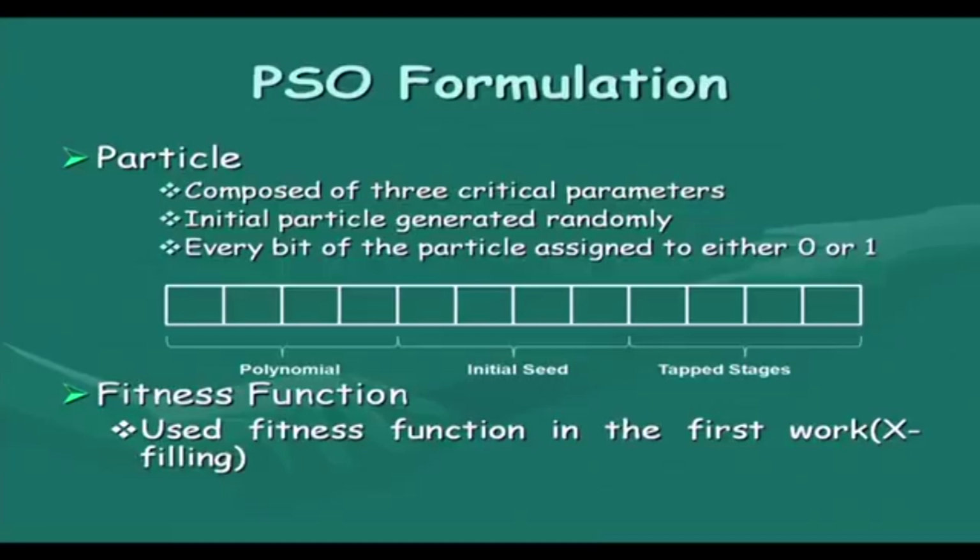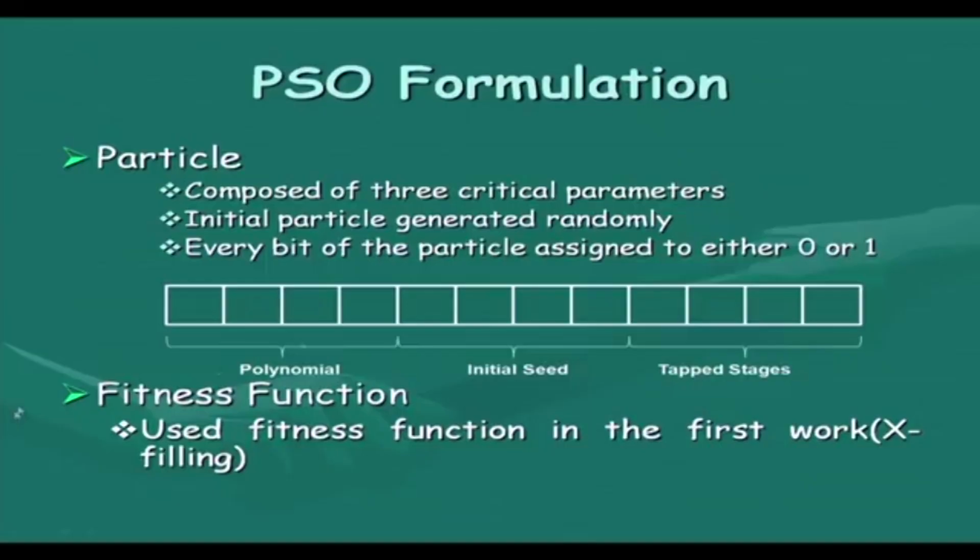If the LFSR is of n bit size, then the first n bits of the particle represent the polynomial. If a bit is 0, that means the position is not used in the feedback function. If the bit is 1, that means the position is used in the feedback function. Since one characteristic polynomial tells us the connection pattern of the LFSR, these first n bits tell us what the connection pattern is.